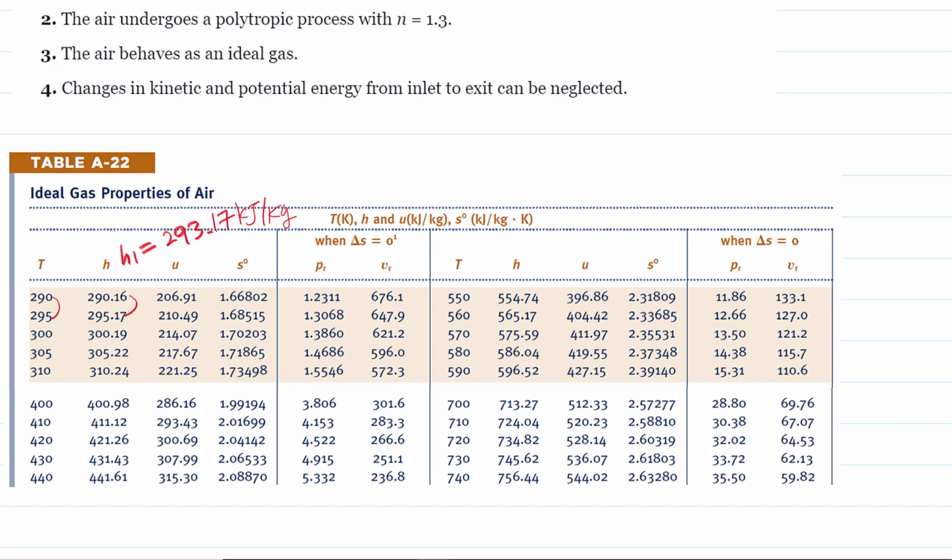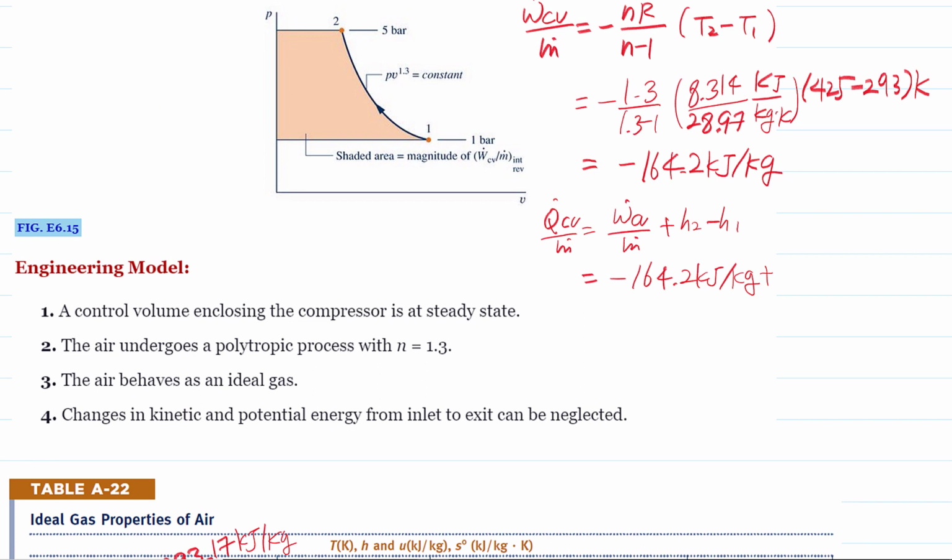At the exit, temperature T2 is 425 Kelvin. 425 Kelvin is between these two numbers, so the enthalpy is between these two numbers. So h2 can also be calculated by interpolation: 426.35 kilojoule per kilogram. So this is the heat transfer rate per unit mass flow rate during the process. The negative sign indicates heat is rejected to the surroundings.